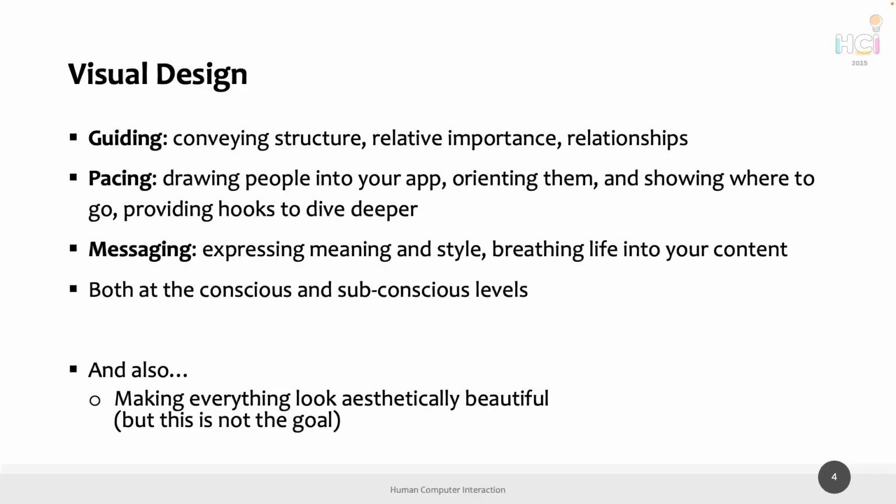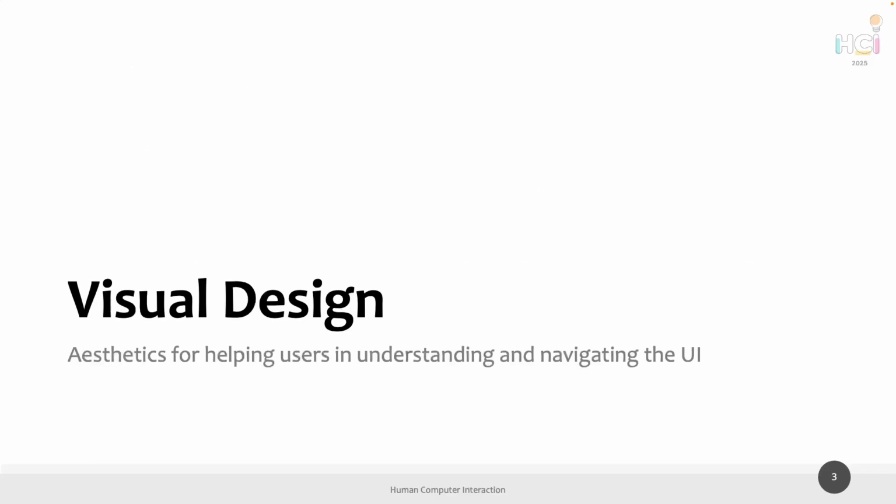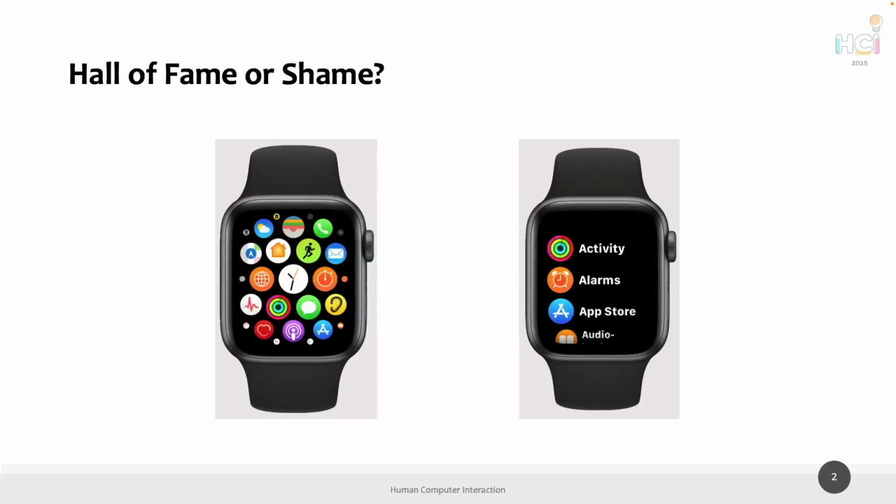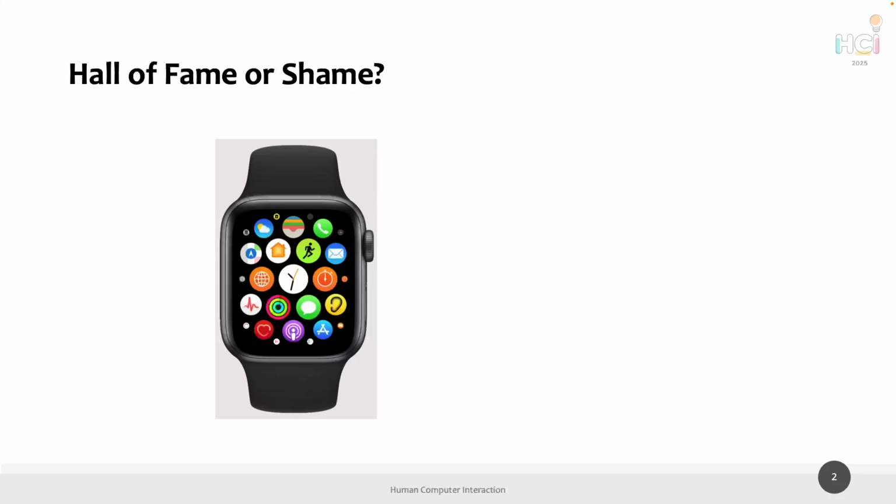Okay. So for example, in the circular menu, what's the main icon? What's the most important application according to the designer in this Apple Watch? The clock, okay? Because it's bigger, it's in the center, so the interface is guiding you in knowing that the clock is the most important application in this interface.